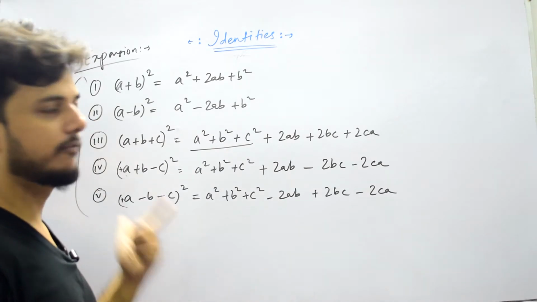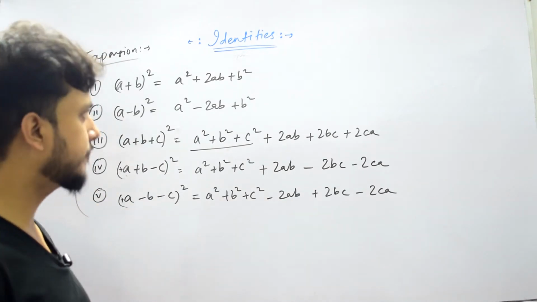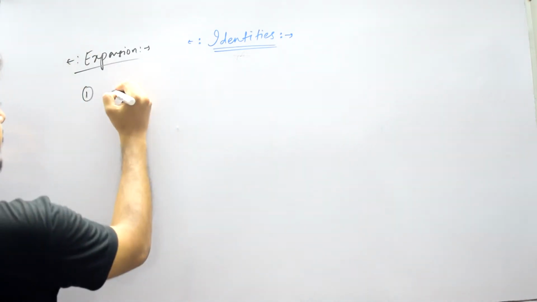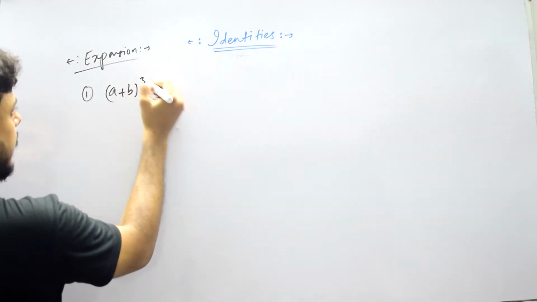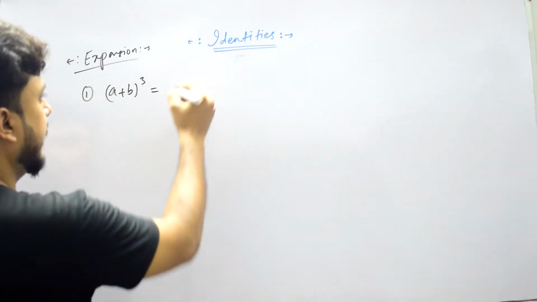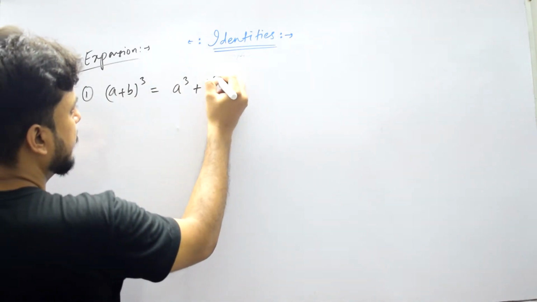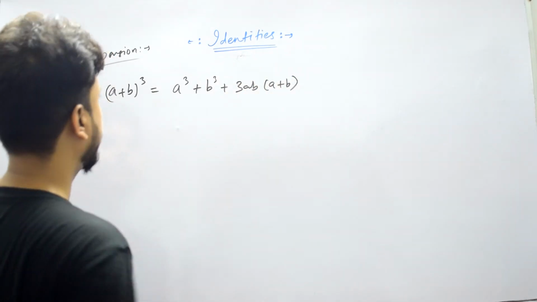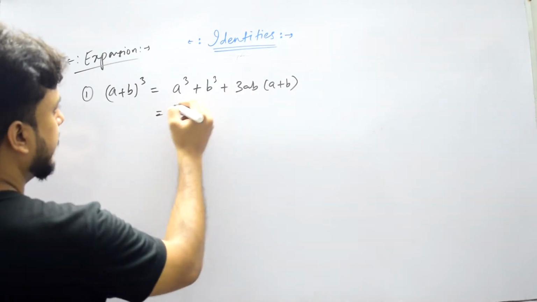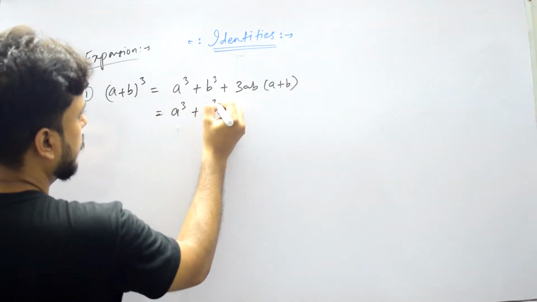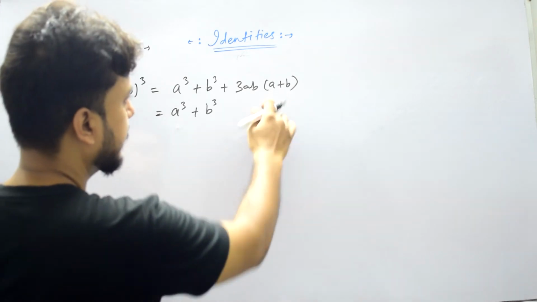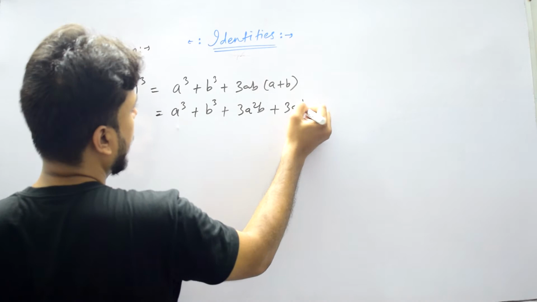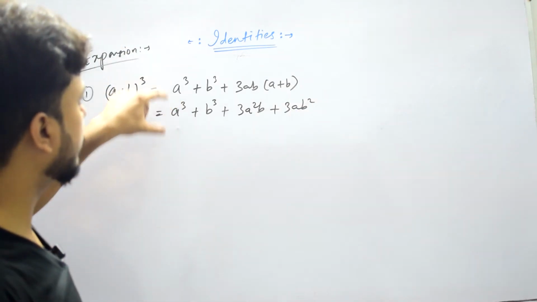And then we will write the formulas of cubes. First copy this and then we'll move to cubes. For cubes, the first formula is (a plus b) whole cube. The formula is a cube plus b cube plus 3ab into (a plus b). This can also be written as a cube plus b cube, we can open this bracket and multiply, and we will get plus 3a square b plus 3ab square. Now these two formulas are actually the same.